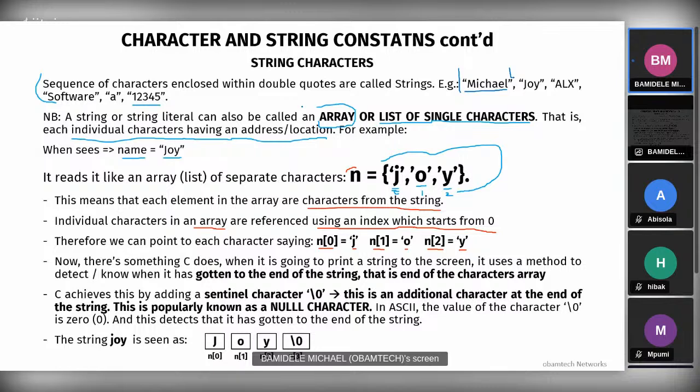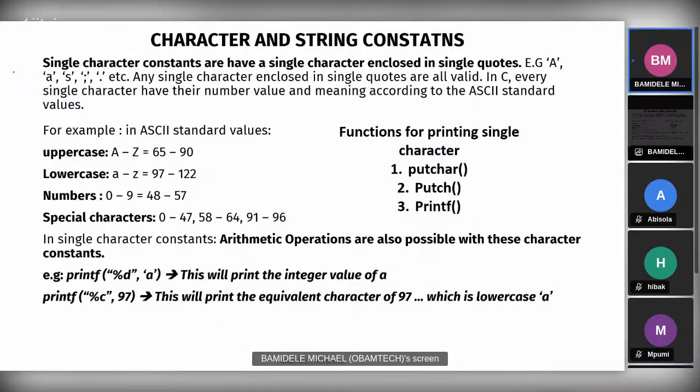You have a single A, but it's enclosed in double quotes, and at this point it is telling you that this is a string. It is not a character. A character is individual, with a single quote. So differentiating a single character from a string is by what? The quotes. Single quote indicates a single character, double quote indicates a string.